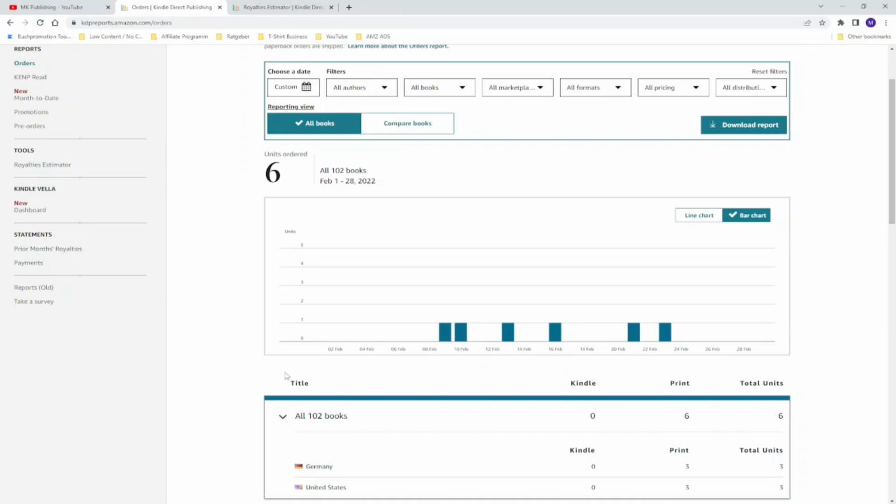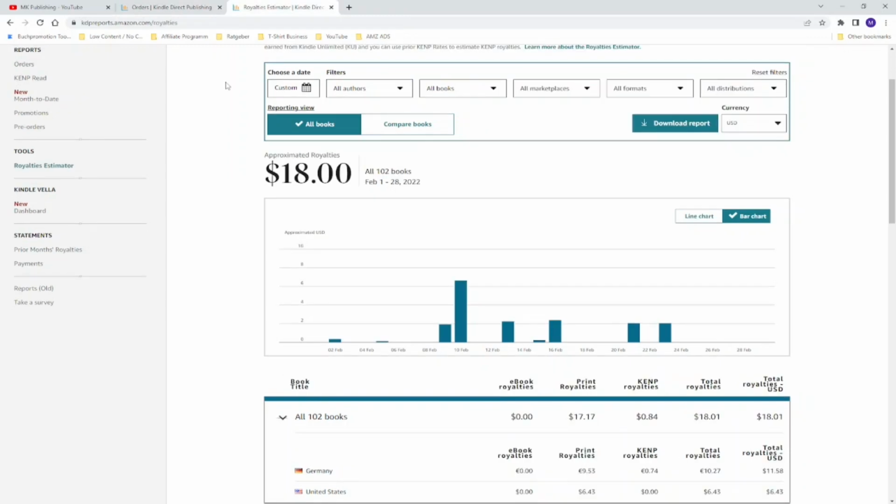After this, I would say we have a look at my royalties from this month, and have a look at my royalties of these 6 sold units. So now we are back at my royalties estimated for the third month of Amazon KDP, which is February. You can see that we made $18, and $11 came from Germany from my non-fiction book, and $6.43 came from the United States. The lowest day was, as you can see, $0, and the highest day was over $6 on the 10th of February.